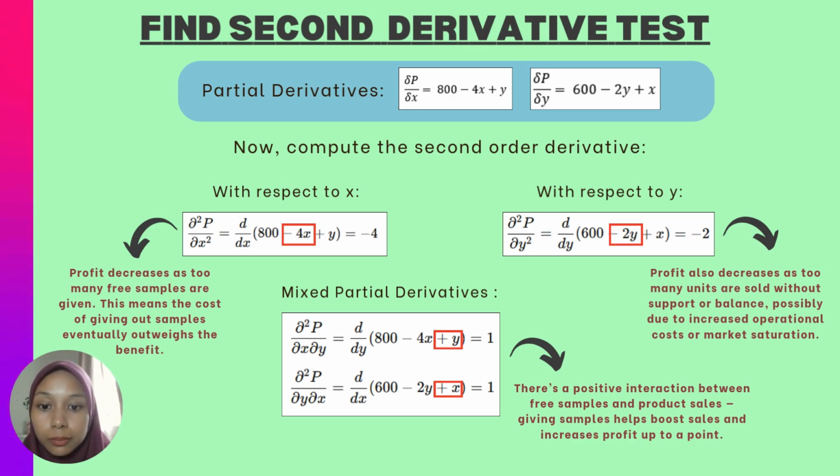Now we proceed to the mixed partial derivative. After we do the mixed partial derivative, we get the answer equal to 1. So 1 is a positive number, so there is a positive interaction between free samples and product sales. By giving out the samples, it helps to boost sales and increase profit up to a point.